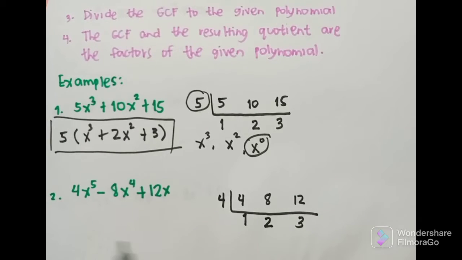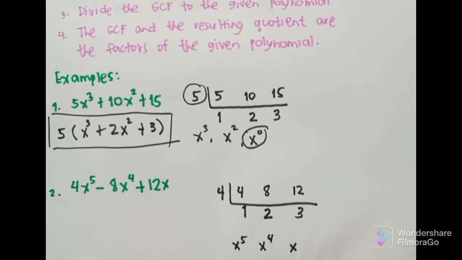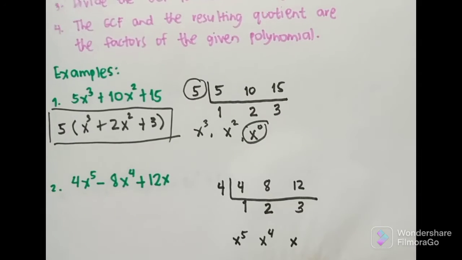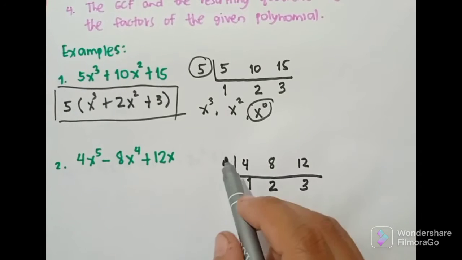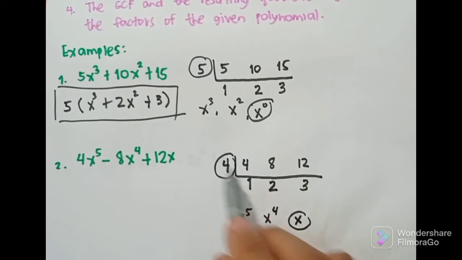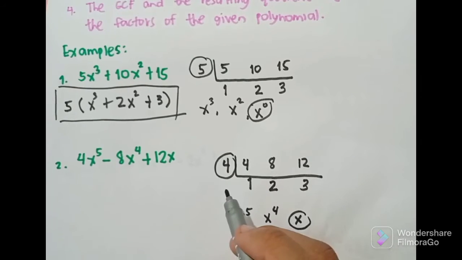Next, punta tayo sa variable. So we have here x to the 5th, x to the 4th, tsaka x. Sino ba dyan yung least? Ang least dyan ay si x. So multiply natin itong dalawa. Itong 4x, yun yung i-divide natin sa ating whole polynomial.